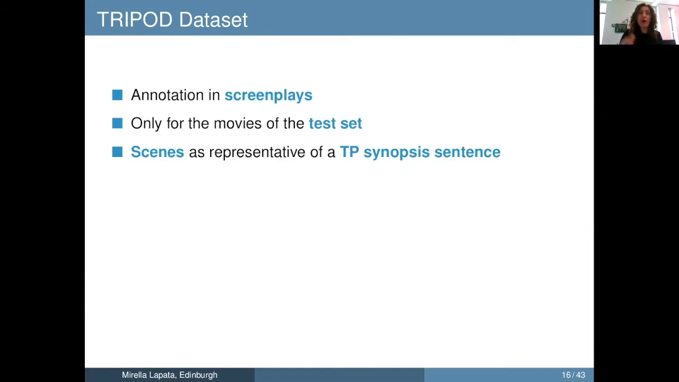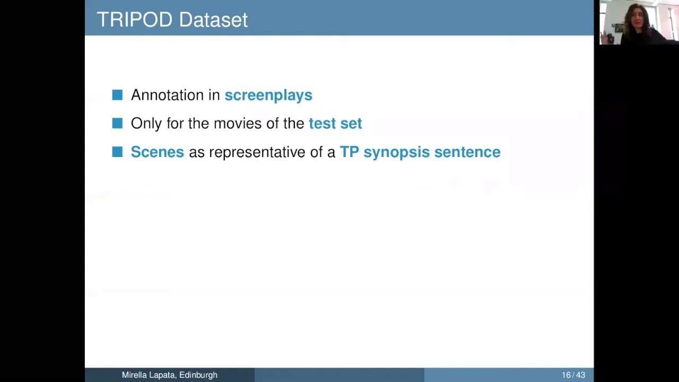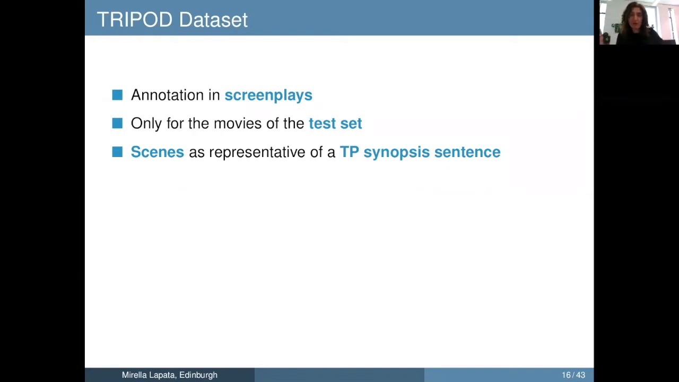We also annotated for evaluation purposes some screenplays. These screenplays will be used as test data, not for training. We will see how we will get the turning points for training in a bit. So we only annotated the screenplays for the movies in the test set, and the task was to find scenes in the screenplay that are representative of a turning point synopsis sentence.